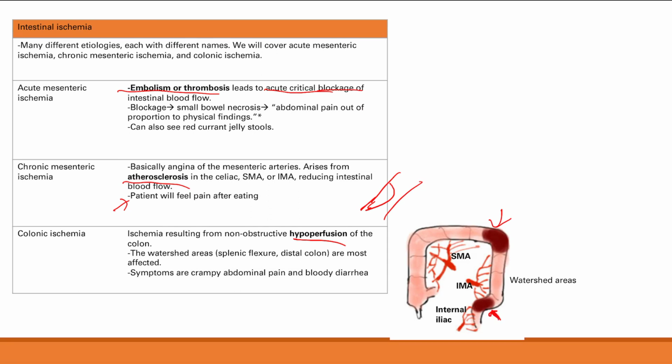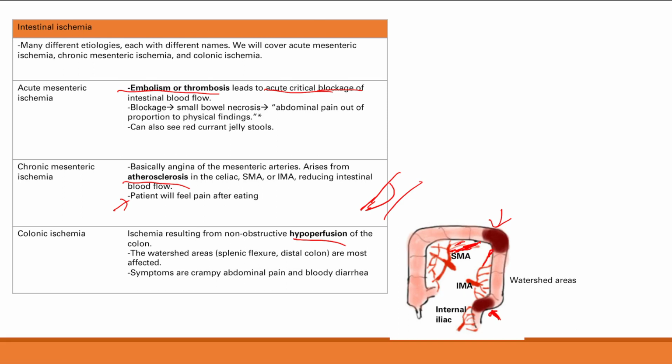And these are called watershed areas because these are basically the no man's land. They're like out in the boonies out here that's barely getting any blood perfusion. It's like the boonies has terrible internet, because there's terrible wiring. These watershed areas have terrible wiring of the blood vessels. So you get the most distal stuff. So when there's shortage of blood, these guys are going to be the ones missing blood first. Splenic flexure, distal colon, okay?